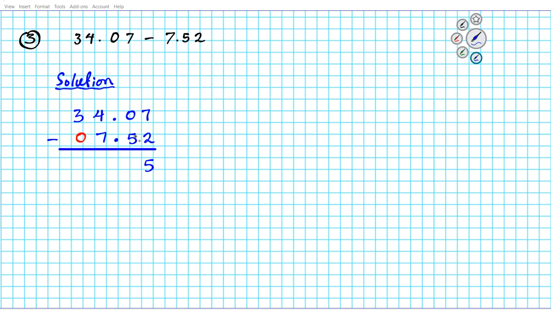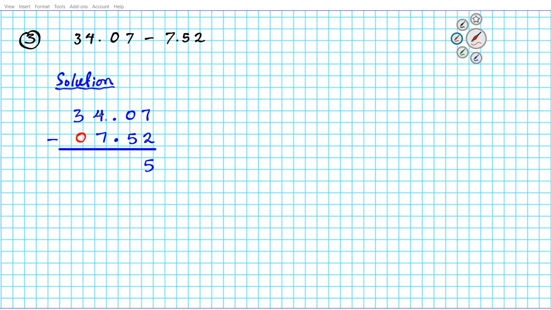Well, 5 is bigger than 0, so you can't take a bigger number out of a smaller number, all right? So what we have to do is borrow. Go to the next place value to the left. If it's a non-zero number, you borrow 1 from it. If not, you move to another place value and borrow twice, okay?